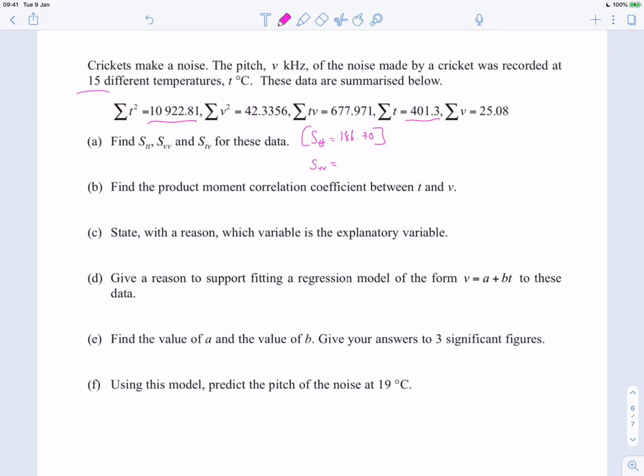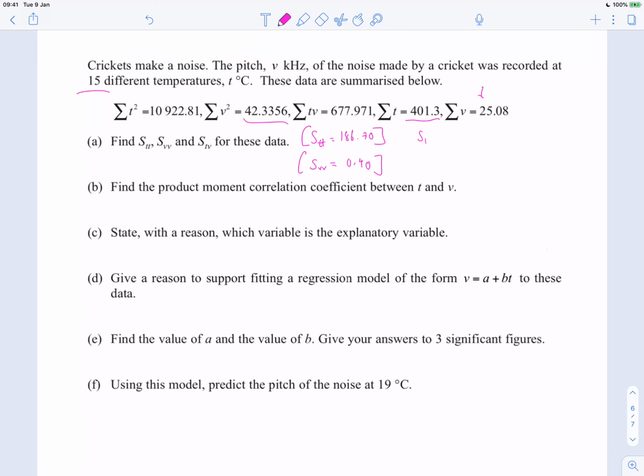SVV is going to be the sum of V squared, which is 42.3356, minus the sum of V all squared, so that's 25.08 squared over the total number, which is 15. So that's going to be 0.401 or 02. Well, I've done it to two decimal places, so I might as well leave it at 0.40.